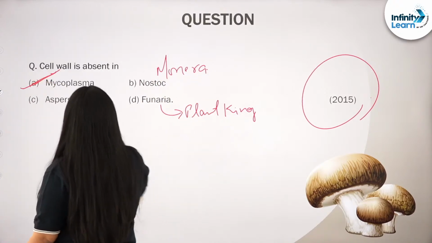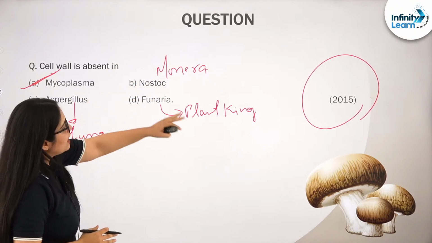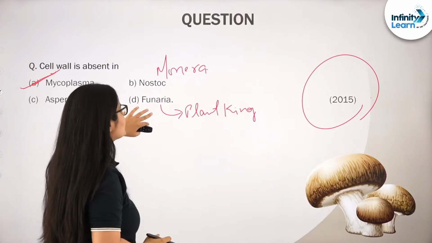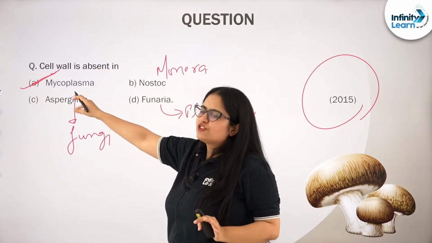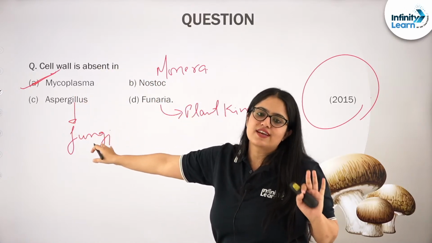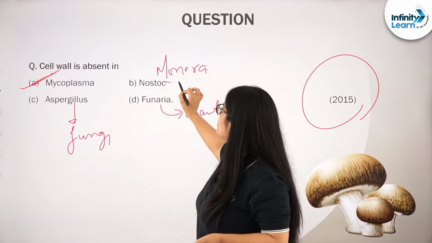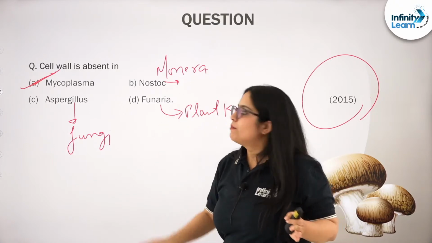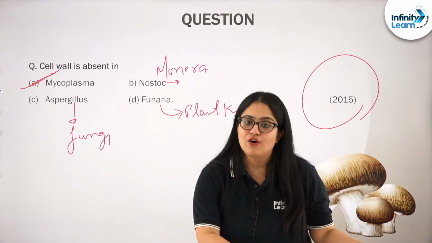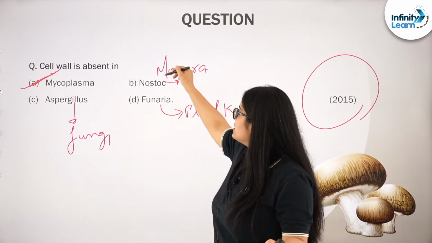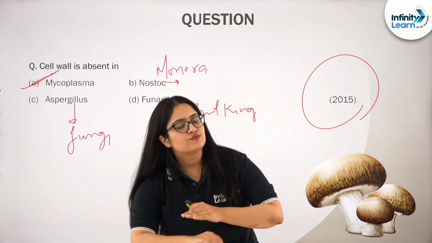Monera, plant kingdom, and fungi. And you know, students, fungi, monerans, and members of the plant kingdom all possess a cell wall. Only mycoplasma, which in your NCERT is given under the title of kingdom Monera, is the exception. Nostoc possesses a rigid cell wall, but mycoplasma do not possess a cell wall. Please remember, monerans like Nostoc do possess a rigid cell wall, but mycoplasma do not.